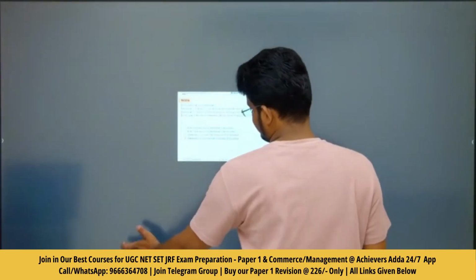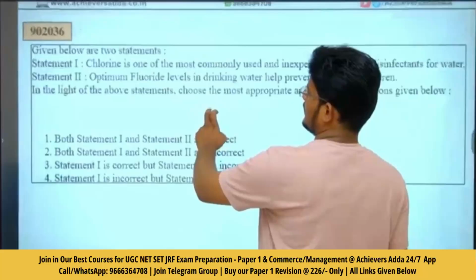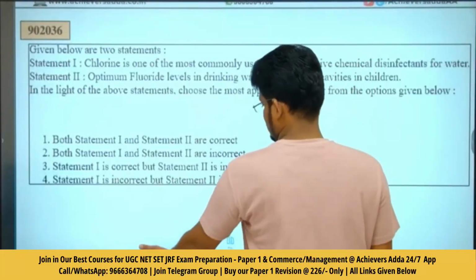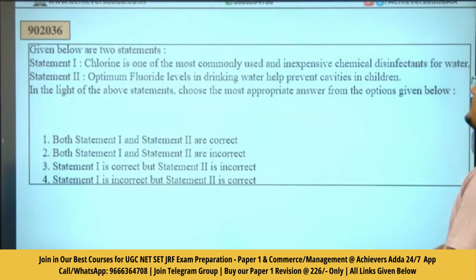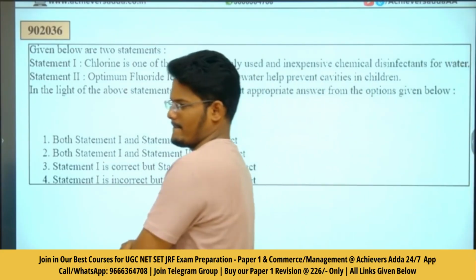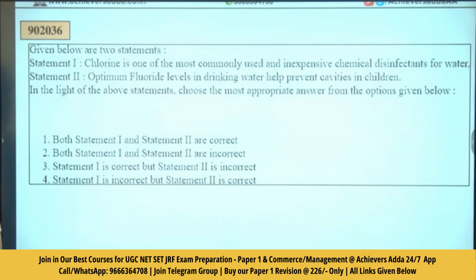Next question. Chlorine is one of the most commonly used and inexpensive chemical disinfectants for water. Optimum fluoride levels in drinking water help to prevent cavities in children. The table was there in the full PDF only, the detailed class PDF. It is not added here. In the explanation, I will try to add it.